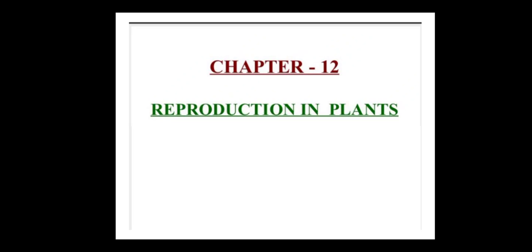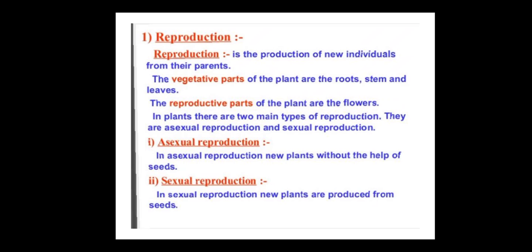Hello students, today we are going to start with Chapter 12, Reproduction in Plants. So let's learn what reproduction in plants is. First, learn the term reproduction. Reproduction is the production of new individuals from their parents. If we get something new from their parents, then it is called reproduction.